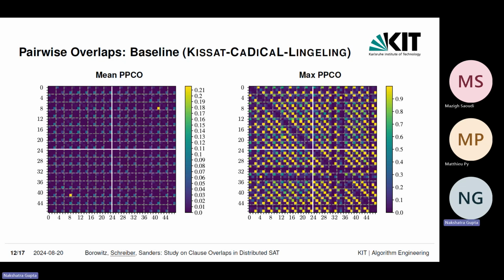We also looked at the maximum produced clause overlap. And here you can see that generally we have these diagonals. So pairs of solver threads which share the same solver backend have higher overlaps than other pairs, which makes sense since they share the same implementation.